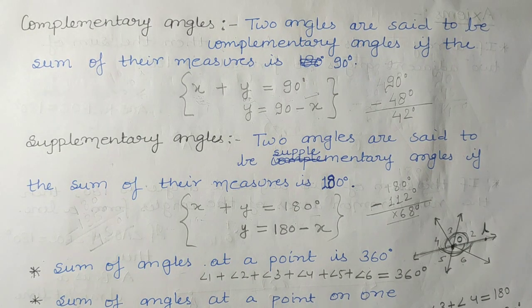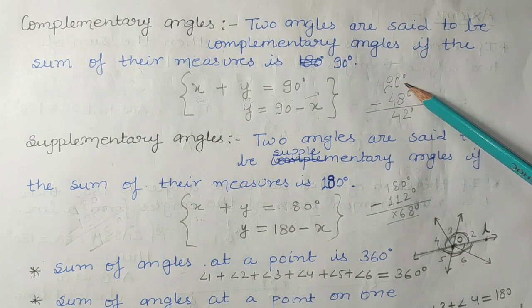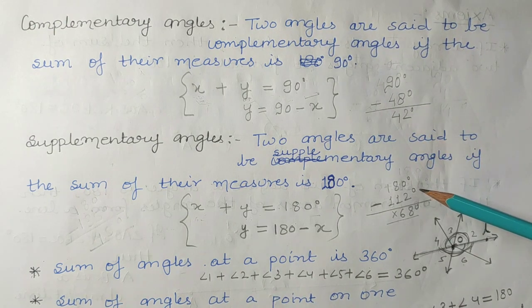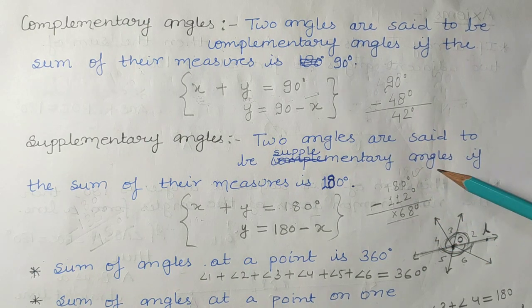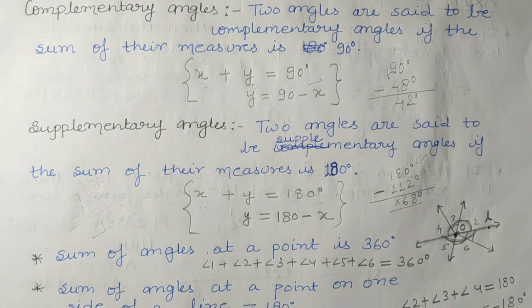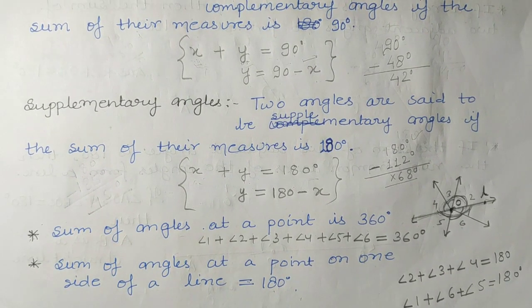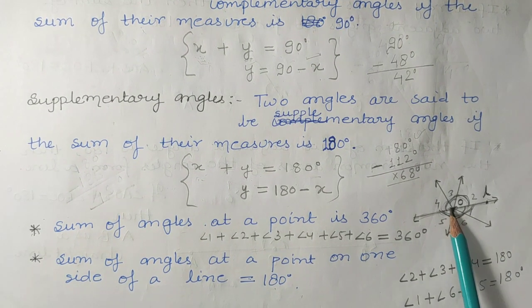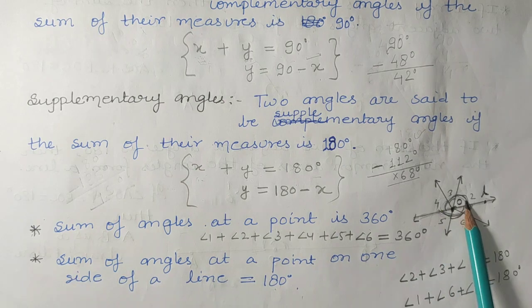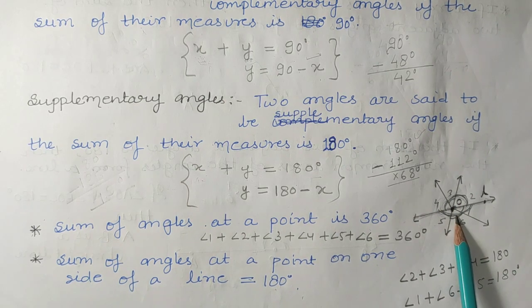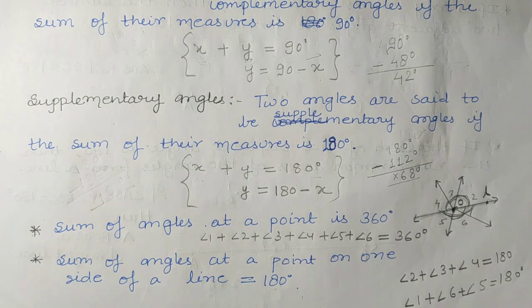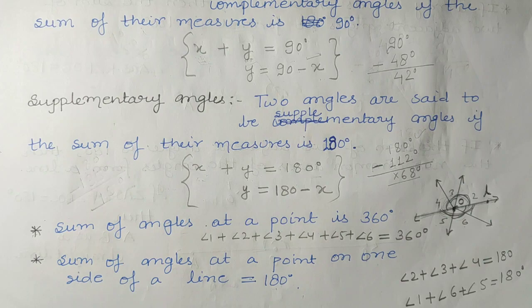To find the complement of any angle, you have to subtract that angle from 90, and to find the supplement of any angle, you have to subtract that angle from 180. After that, we have seen that the sum of all angles at a point is 360 degrees. So this much we have studied in part 1.